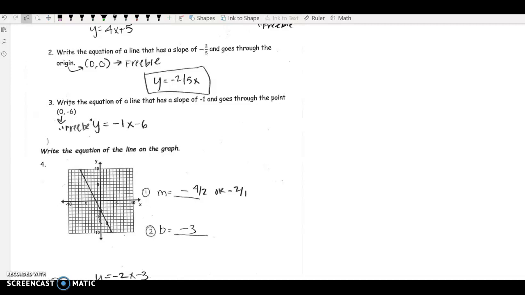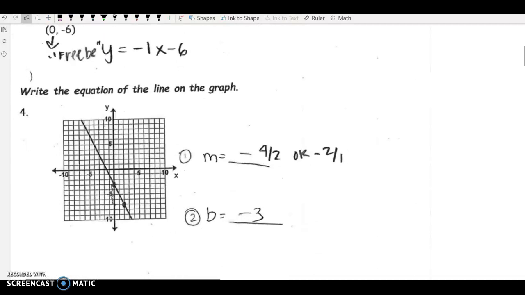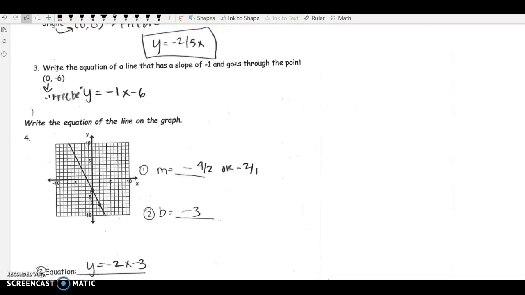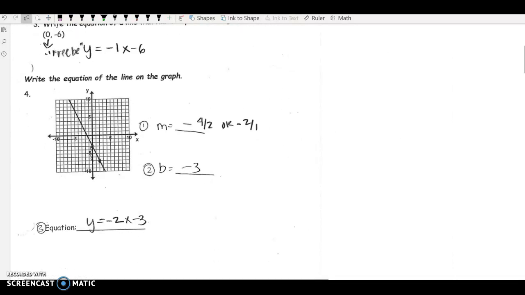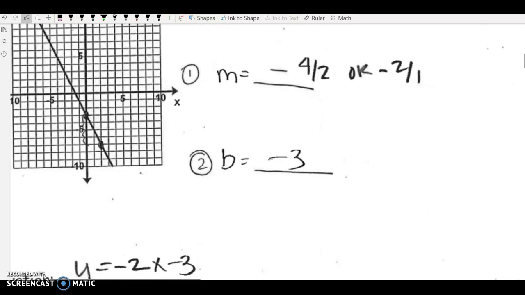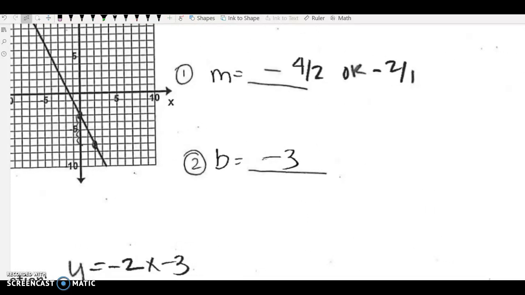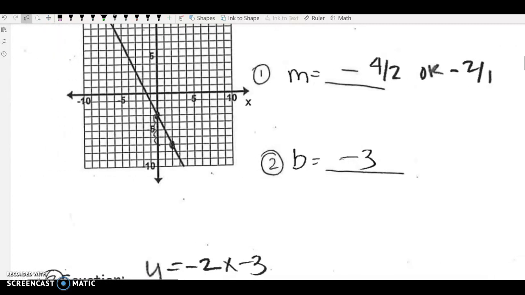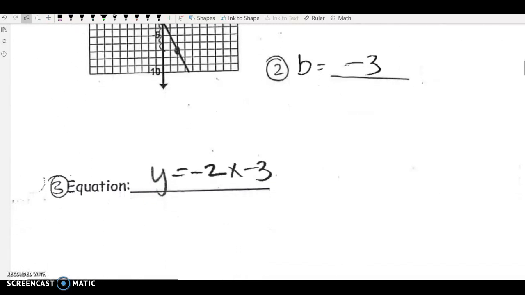Number 4 says write the equation of a line for the graph. So what I did is I broke this down for you guys, right? I wanted you to identify your slope and your y-intercept before you plug it into the equation. So I found the y-intercept to be at negative 3, and my slope's going down. So I made my right triangle, and I saw it was going down 4 to the right 2. So negative 4 over 2, which can simplify to negative 2 over 1. So I got y equals negative 2x minus 3.